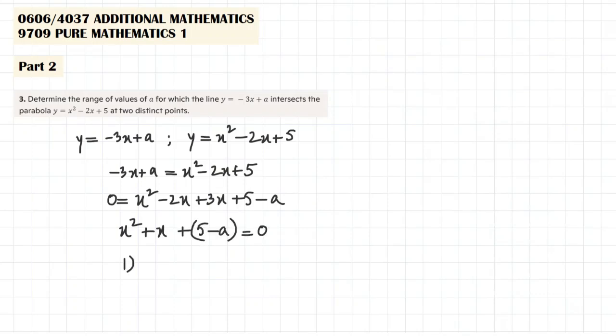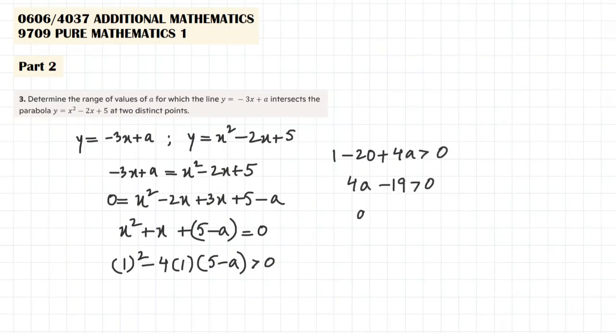Now I apply the discriminant, b squared minus 4ac, and put it greater than 0. This time, this is again a linear inequality: minus 20 plus 4a greater than 0. So 4a minus 19 greater than 0. a should be greater than 19 over 4.